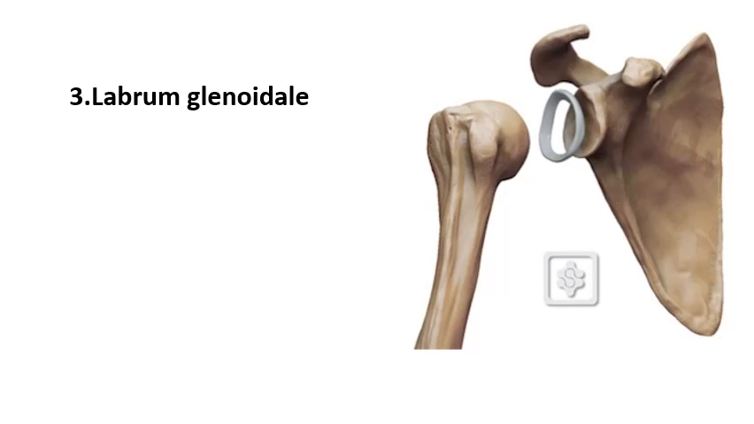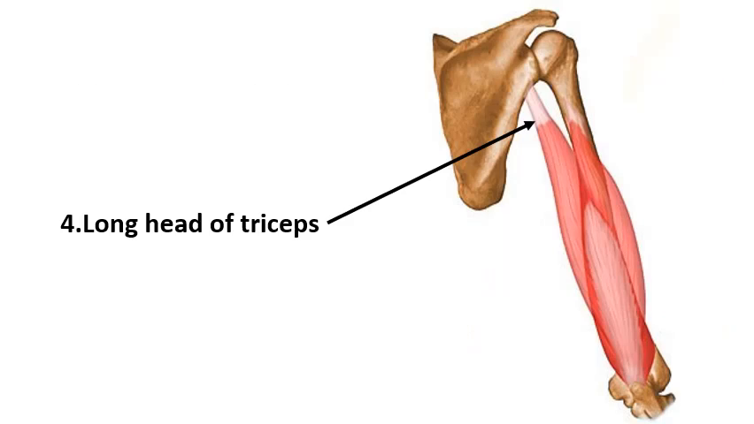The third factor for the stability is the glenoid labrum. We said that the glenoid cavity is a shallow cavity, so to deepen it, there is a rim of fibrocartilage, which is the glenoid labrum, attached to the margins of the glenoid cavity to make it deeper, so that the head of the humerus fits more into the glenoid cavity. So this is the third factor for the stability, the glenoid labrum.